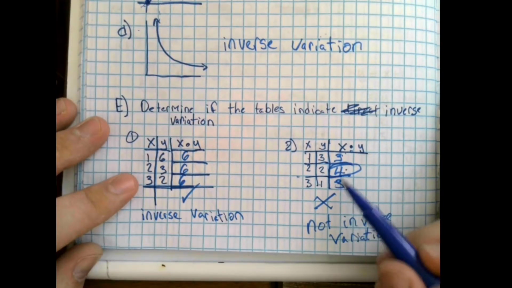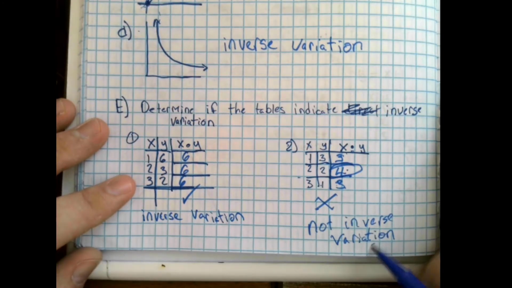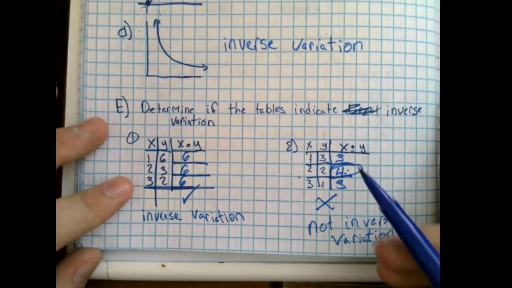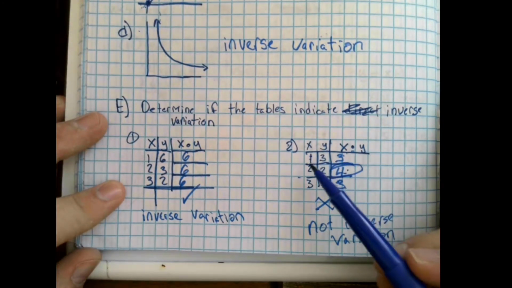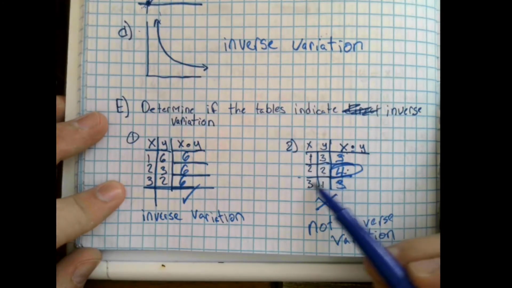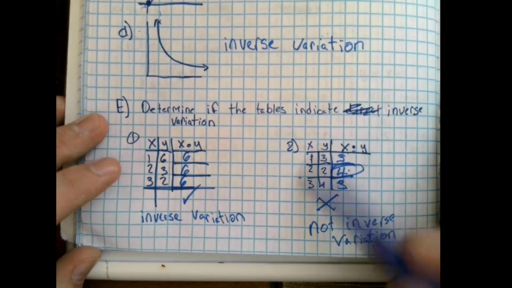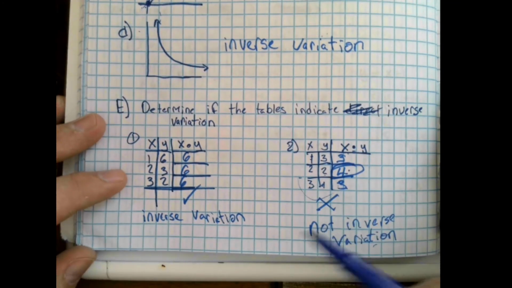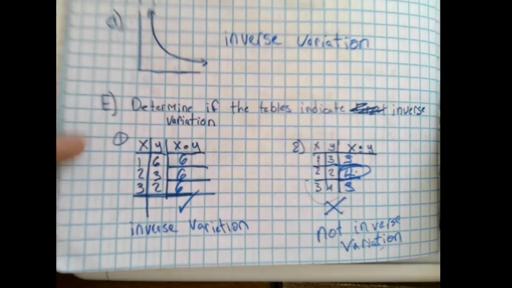Now, it's important to note, just because something doesn't have an inverse variation does not mean it has direct variation. Remember, to check for direct variation, you would have had to make a constant quotient. So you'd have to have 1 divided by 3, 2 divided by 2, 3 divided by 1, and those are also not constant. So this is not a direct variation or an inverse variation. This is just a set of points.